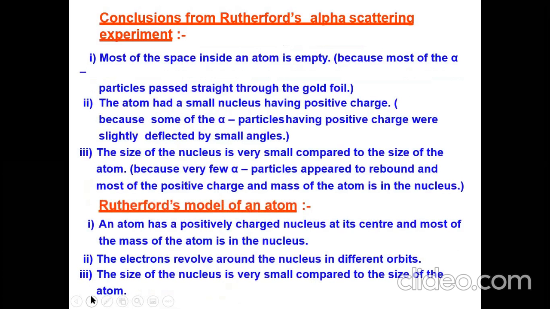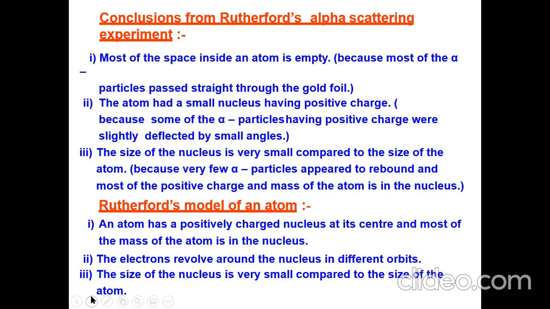So most of the space inside an atom is empty. Why? Because most of the alpha particles passed straight through the gold foil, and the atom had a small nucleus having positive charge. Why? Because some of the alpha particles having positive charge were slightly deflected by small angles, and the size of nucleus is very small compared to the size of atom, because very few alpha particles appeared to rebound, and most of positive charge and the mass of atom is because of the nucleus.